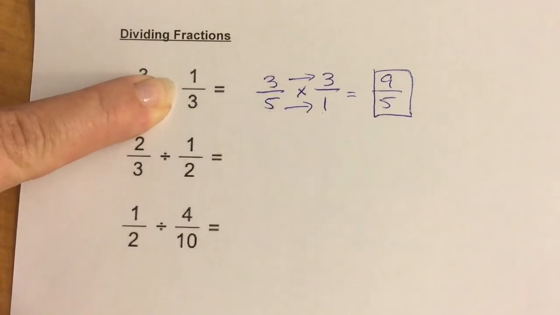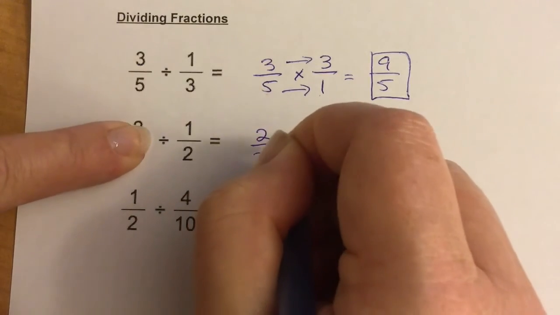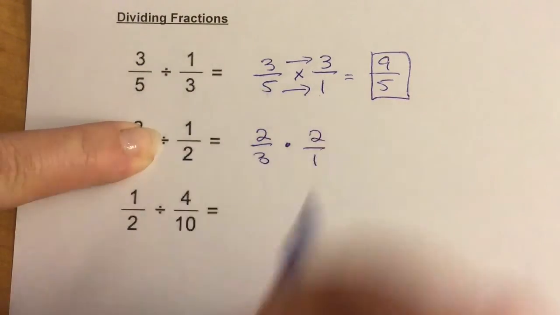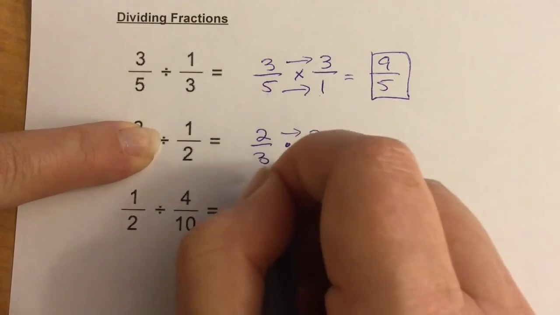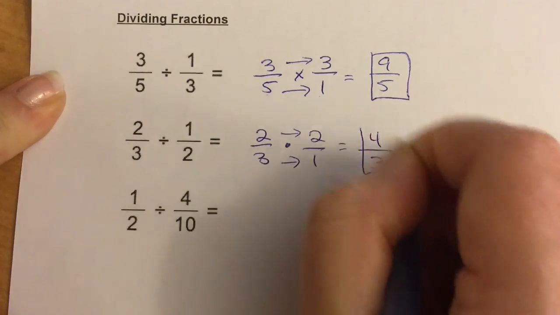That one is done. So same thing, keep your first fraction 2/3, change the division to multiplication, and then flip the second fraction. Then multiply straight across. So that would be 4/3.